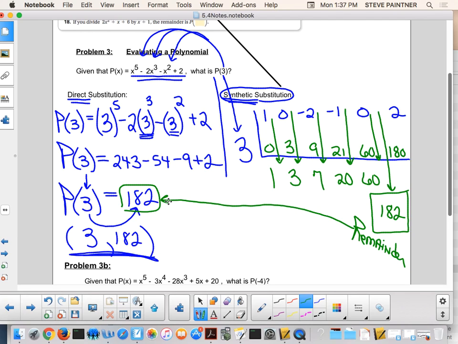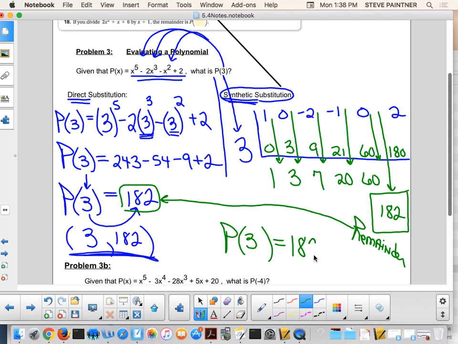So now I've given you another tool. Now when people say to you, evaluate the algebraic expression, you can say, well, which way do you want me to do it? Direct? Synthetic? You just have more tools in your tool belt. Now, this is how easy it is. The remainder is your answer. So you'd say what here? My polynomial when x is 3 gives me what?